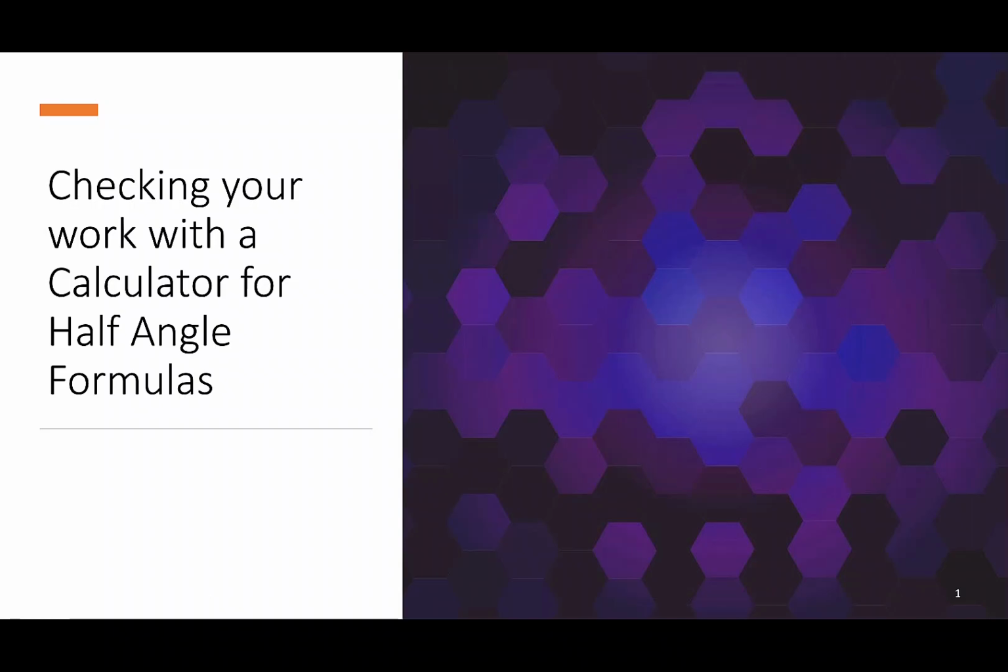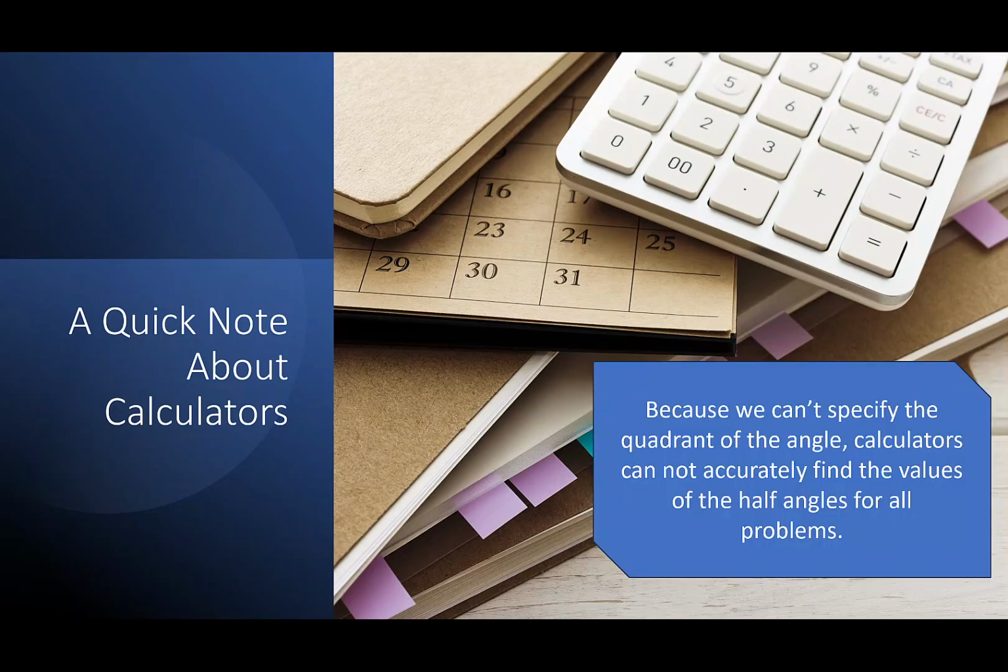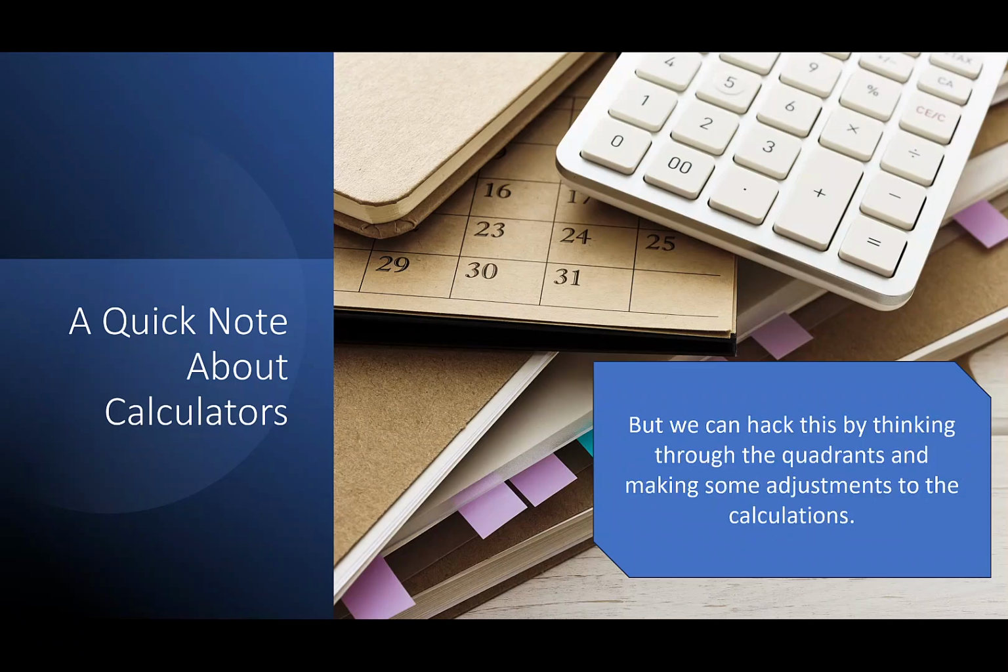Hi everybody, so I wanted to make a little video about checking your work with the calculator for half-angle formulas. I know it's really important to have that validation when you're doing your work to know that what you're putting in is correct. And in the last video, I did give you a quick note about calculators that said we can't really trust them to give us the correct answer because it can't tell you what quadrant we're in. But we can hack this by thinking through the quadrants and making some adjustments to our calculations.